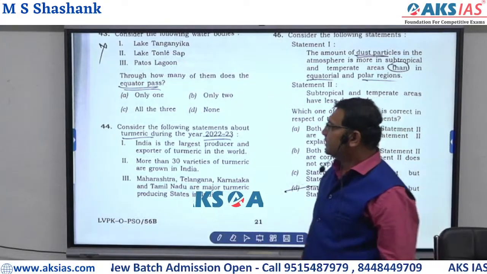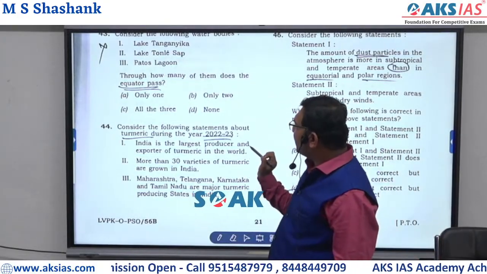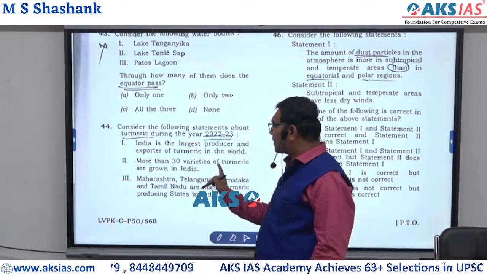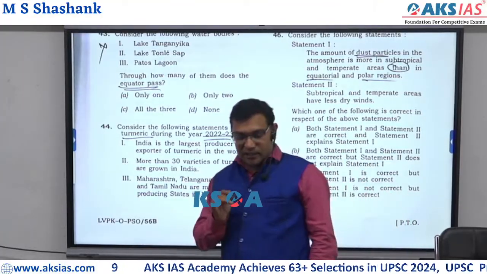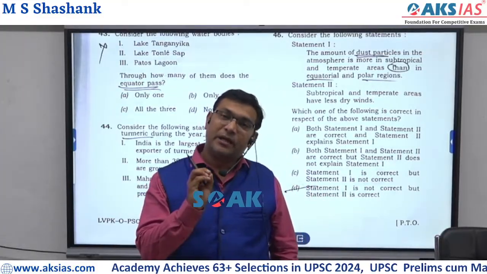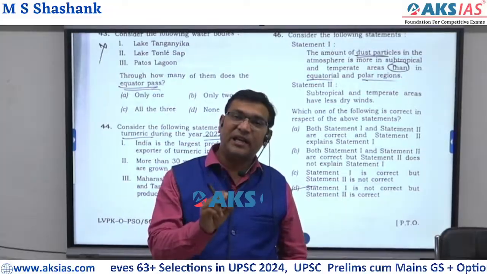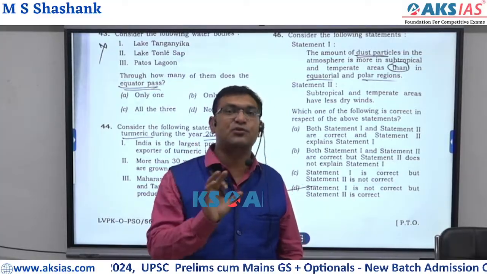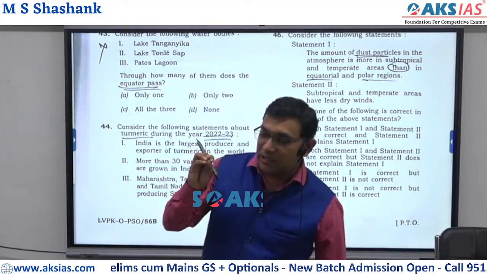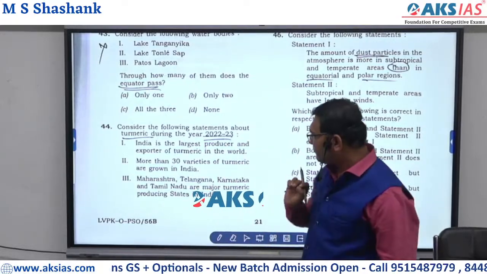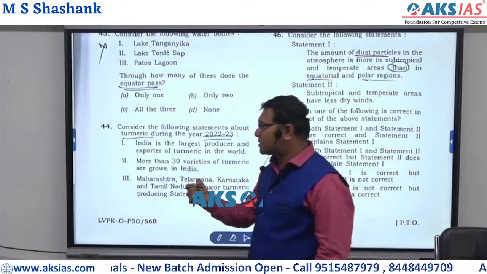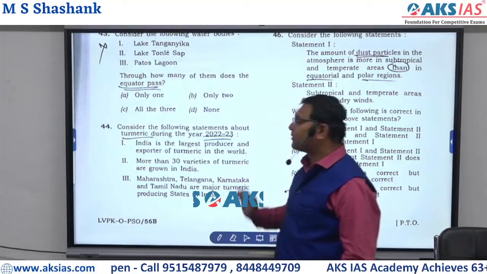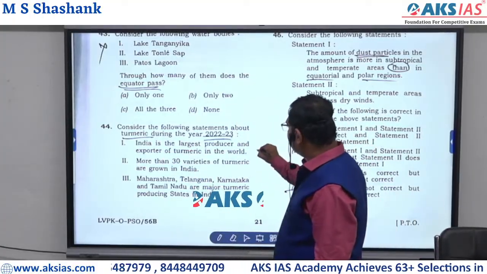India, now the statement. Consider the following statements about turmeric during the year 2022-23. India is the largest producer and exporter of turmeric in the world. If you look at this turmeric board, 70 to 80% of the turmeric in the world is produced in India only. That is first. Because of the excess production, India is the largest producer as well as exporter of turmeric in the world. Yes, that's right.